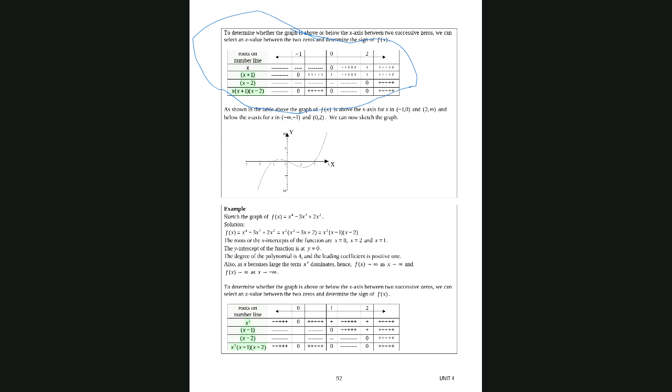At 0 it is 0. Between 0 and 2, it is negative. At 2 it is 0. Between 2 and positive infinity it is positive. Then the end behavior shows that the graph will go to positive infinity.